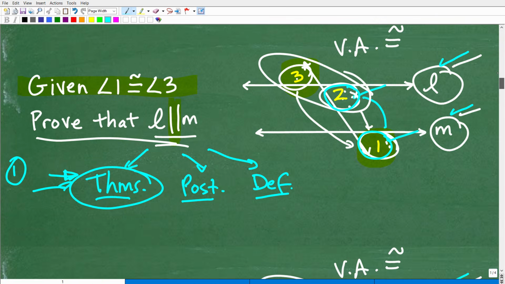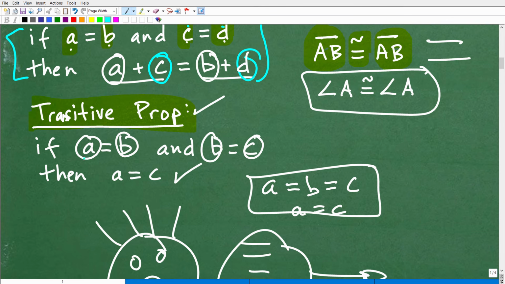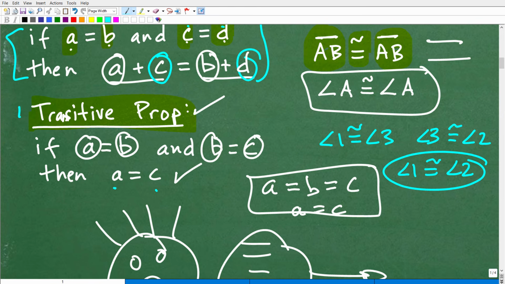Recall, let me go up here real quick. Remember what the transitive property is, and that is this. If A is equal to B, so here we had if angle 1 is equal to angle 3, which we already know, and angle 3 is congruent to angle 2, therefore A is equal to C. So in other words, angle 1 is congruent to angle 2, and that's what we want. That is an illustration of the transitive property. Now, because we're not using equal signs, we're using congruent signs, it's the transitive property of congruence.